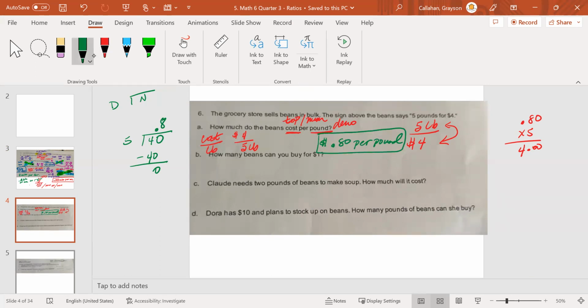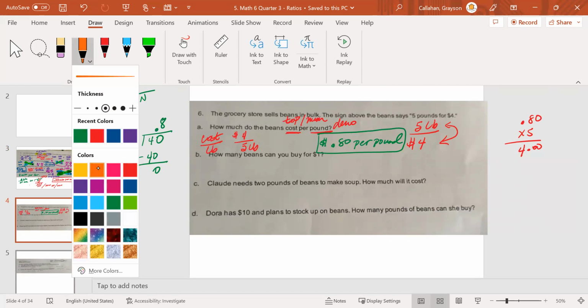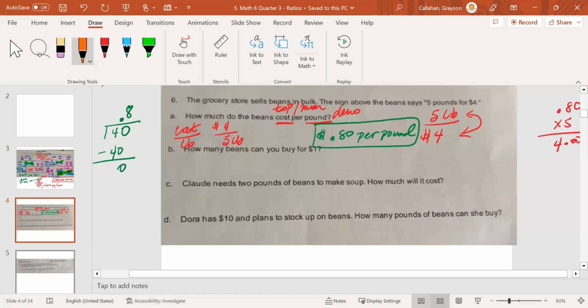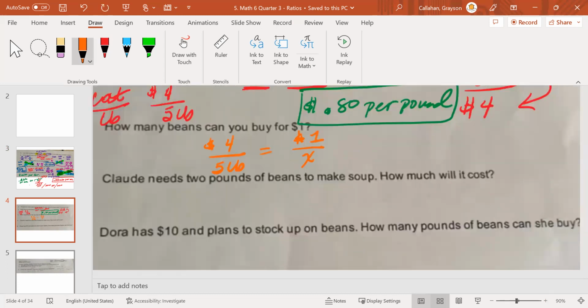Your next question asks you, how many pounds of beans can you buy for $1, right? So if you know that you can do $4 for 5 pounds, then we're going to put $1 right here and put X there, because we want to know how many pounds you can buy for $1, right? So then you're just going to simply cross multiply, so that crosses multiplies, and then this crosses multiplies like that.